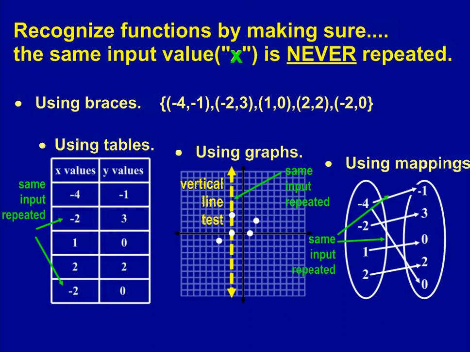How to recognize a function? The easiest way to recognize a function is that the x should never repeat. The x should never repeat. Now when I look at the first one, in the ordered pairs, I have -4, well and good, -2, well and good. Wait a minute, I have another -2 here, and that is not a function. Same is the case here: -2, -2, not a function. When I draw a vertical line test, that line touches those 2 points. That is not a function.